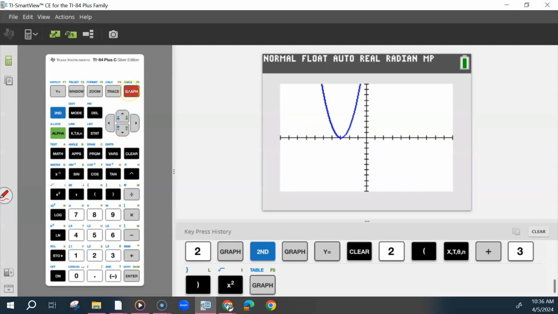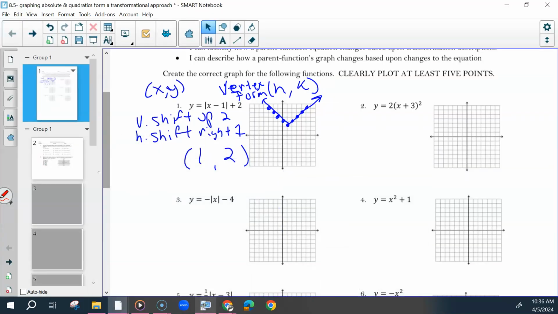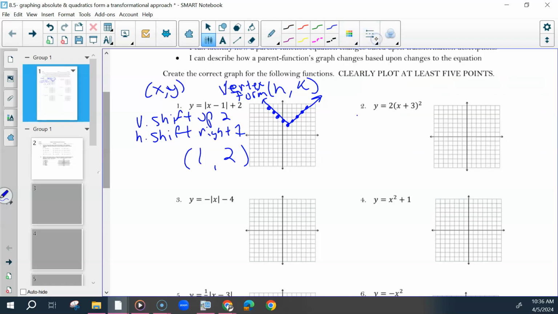Second graph. That's what I thought I did anyway. And then, just like before, we're trying to find where your y values repeat and find the middle. What is that middle? So that should be our vertex. Write that down and plot that point.